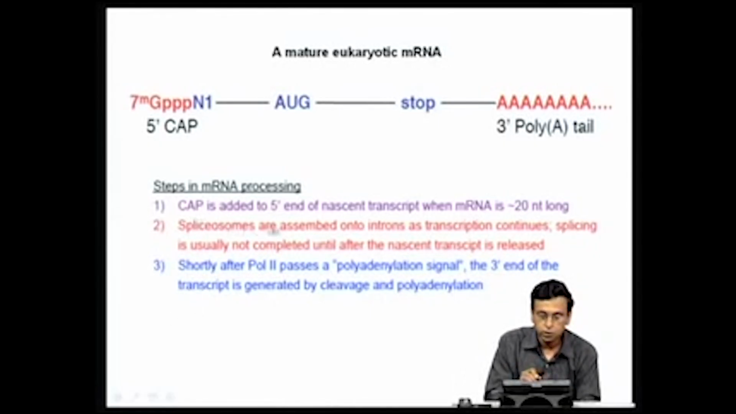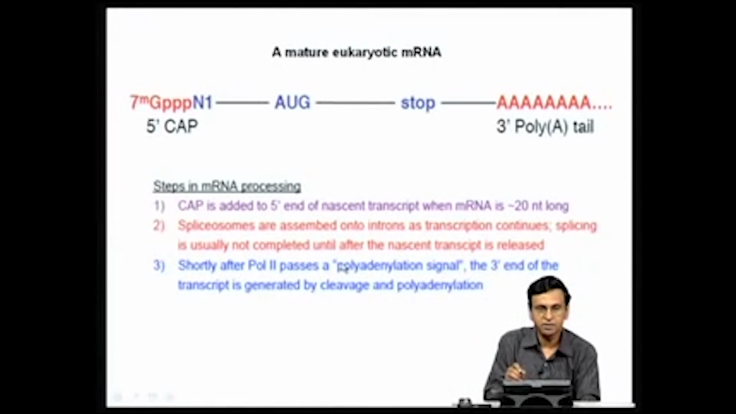A cap is added to the 5' end of the nascent transcript when the mRNA is about 20 nucleotides long. So, capping does not wait till the entire transcription is completed. Even as the RNA is coming out of the RNA polymerase elongation complex, even when the RNA is just 20 nucleotides old, the capping takes place.